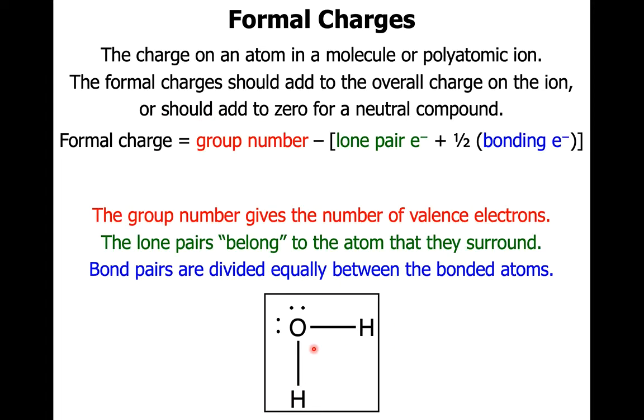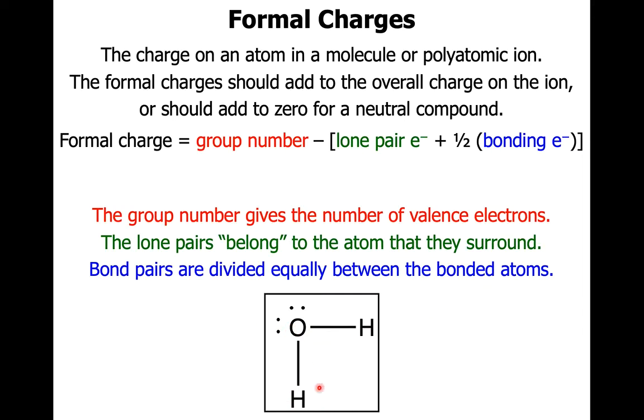like water. To do the formal charge, it's going to be the group number. So this is the number of valence electrons that we're assigning based on the periodic table, minus the number of lone pairs, and then minus half of the bonding electrons. The group number gives you the number of valence electrons. The lone pairs belong to that atom. So the oxygen here owns these lone pairs, and the bond pairs are equally divided between the bonding electrons.